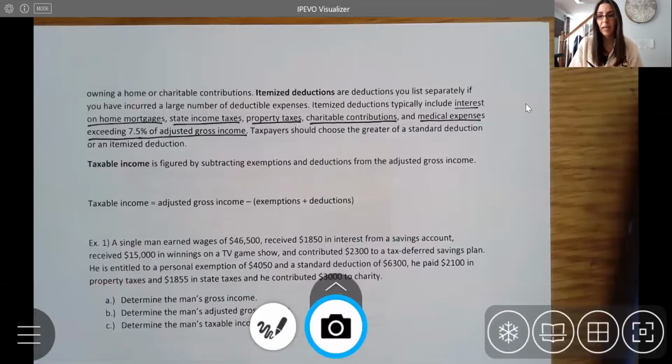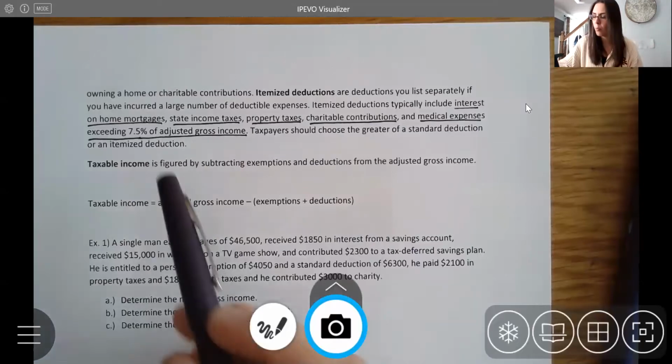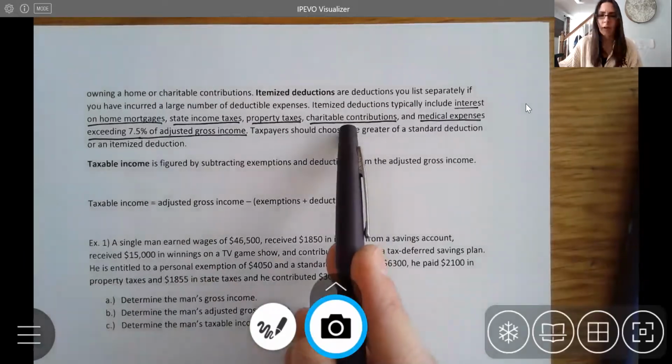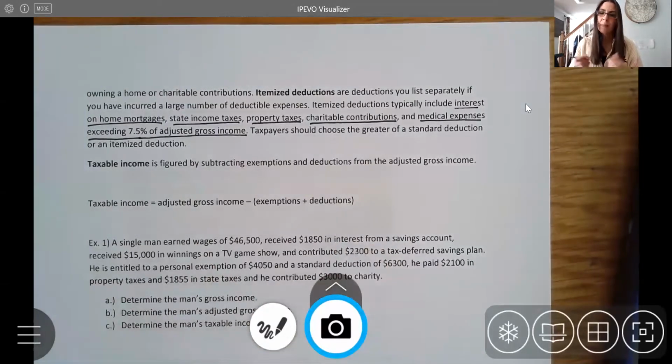So if you have a pretty simple lifestyle, right? So if you just have maybe one job, you don't own any property, you don't have a lot of mortgage payments or charitable contributions and medical expenses, then you're going to probably just take the standard deduction. So you're not going to go through and itemize everything. I know that's what I did before I got married. And before we owned a house, we just did the standard deductions because we didn't have a lot of stuff that would qualify according to the IRS as deductions.